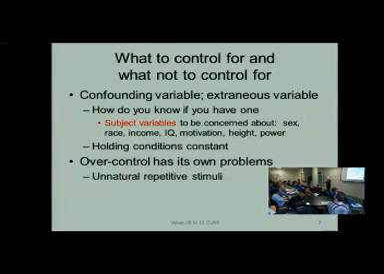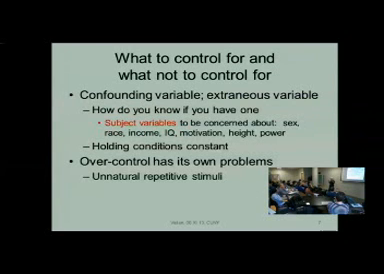Subject variables are often things that you have to be concerned about. It could be that, unbeknownst to you, you have more males than females in your experimental group compared to your control group. And so your independent variable is correlated with sex, and it could be that sex is driving the effect. Or it could be race, income, IQ, motivation, height, power. So many of these things occur together that it can be very hard to separate them in an experiment.